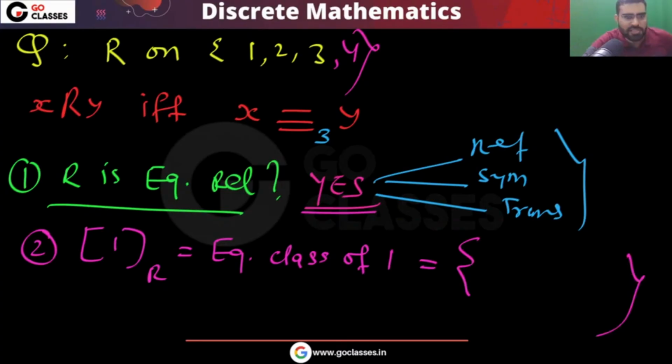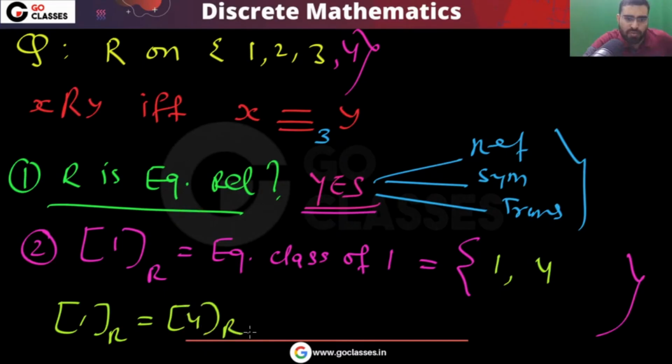Can you tell me the equivalence class of 1? You can notice 1 is related to 1. Also, 1 is related to 4. So this is the equivalence class of 1. You can easily see the equivalence class of 1 will be the same as the equivalence class of 4. Because the same class you will get for 4 also.